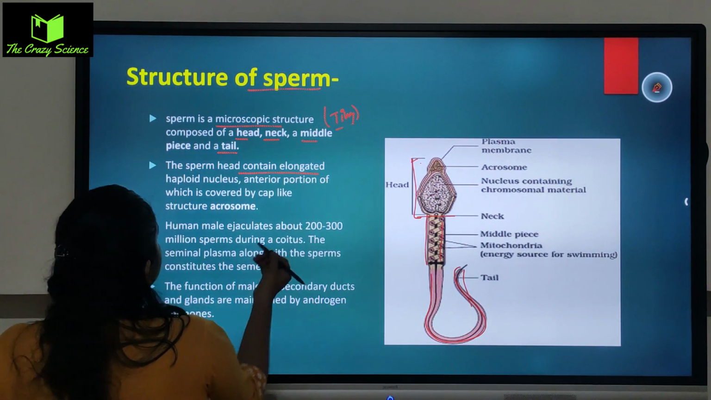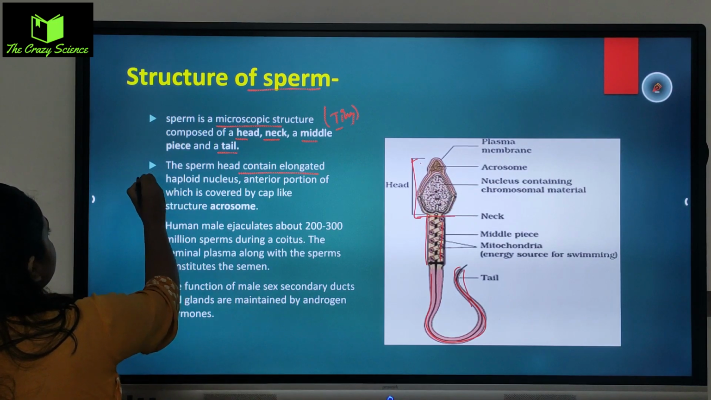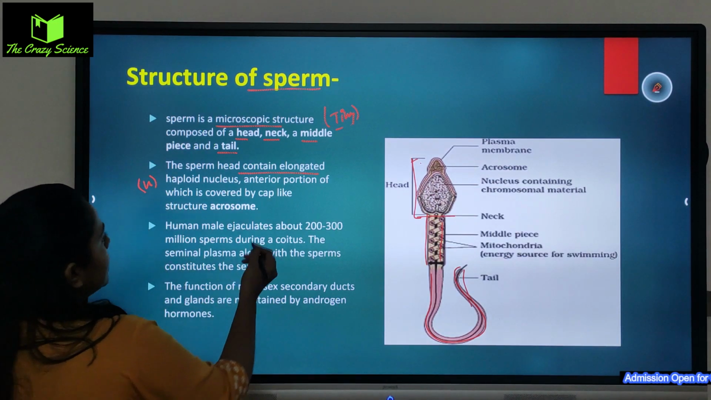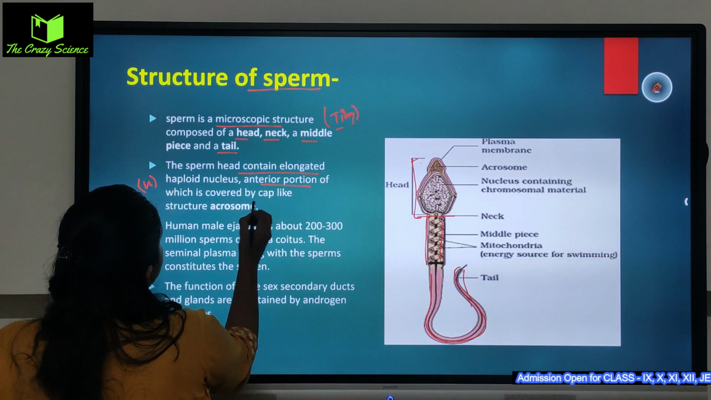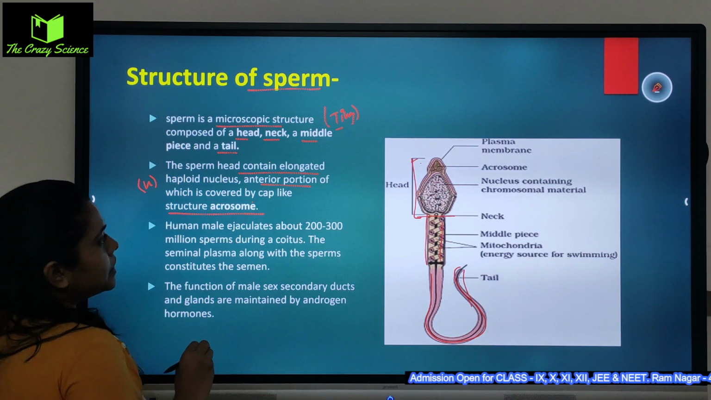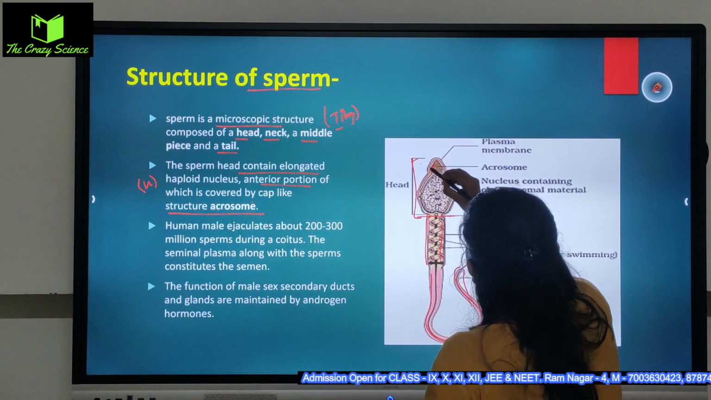Sperm head contains the elongated haploid nucleus. We all know haploid nucleus, spermatozoa, sperm dekhechi. Anterior portion of the head, which is covered by a cap-like structure, is called the acrosome. As you can see, this part is called the acrosome.